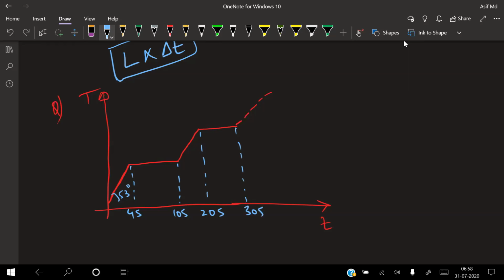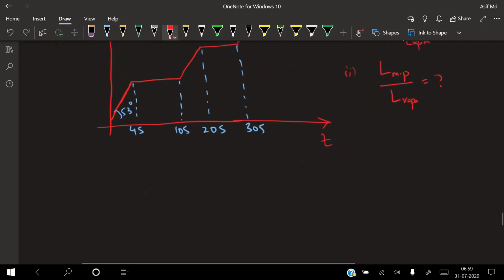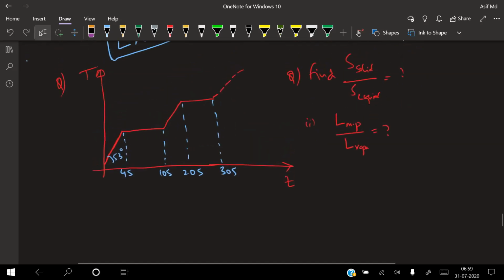The question is: find specific heat of solid divided by specific heat of liquid equals how much? And one more question: latent heat of melting point divided by latent heat of vapor equals how much? Now see the question carefully. We have got the graph of temperature versus time. He's asking the first question, the relation between the specific heat of the solid divided by the specific heat of the liquid.